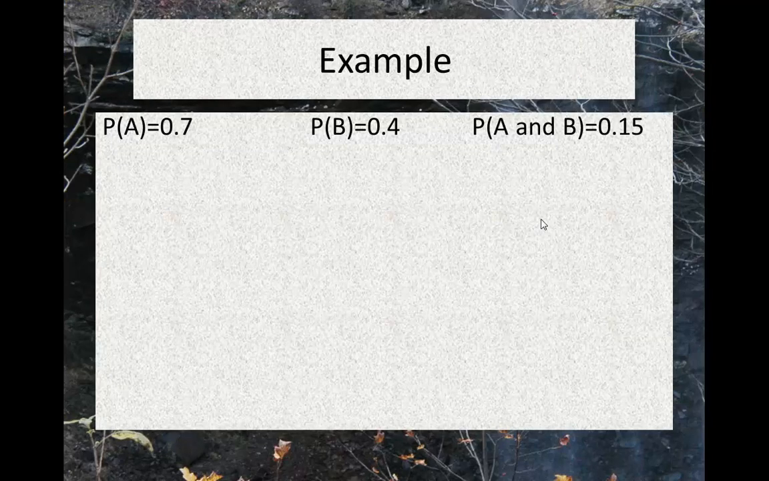Let's conclude with an example. Suppose we are given the following information. Pay attention to the notation, which we've used before in this presentation. It says that the set of outcomes A has probability 0.7, so it happens about 70% of the time. The probability of B is 0.4, and the probability of A and B is 0.15. Based on this information, answer the following questions.